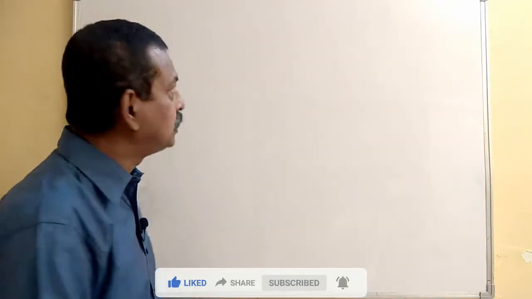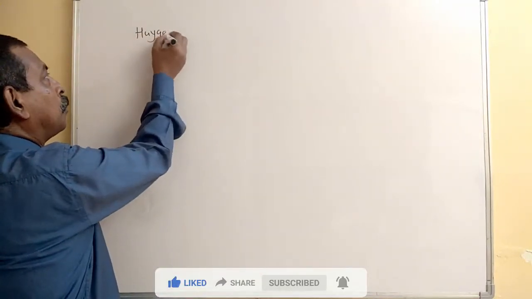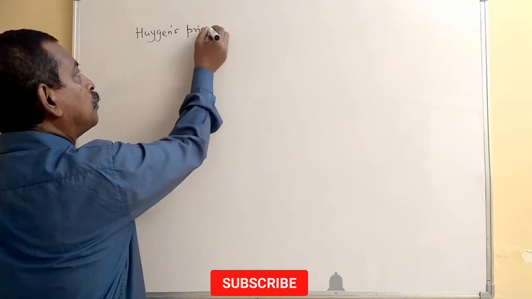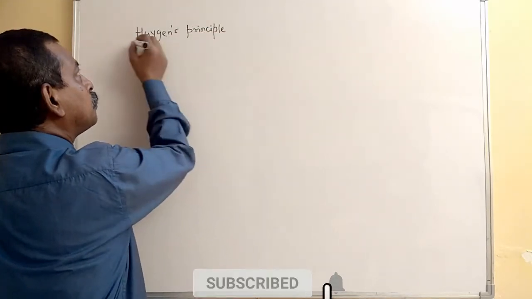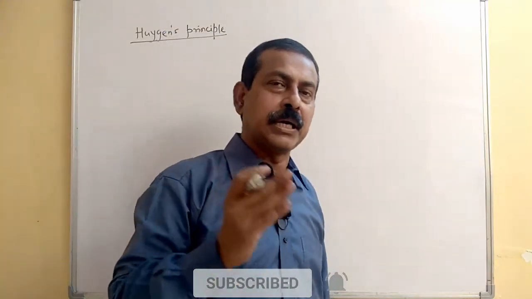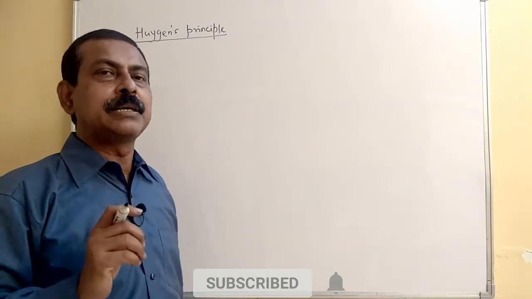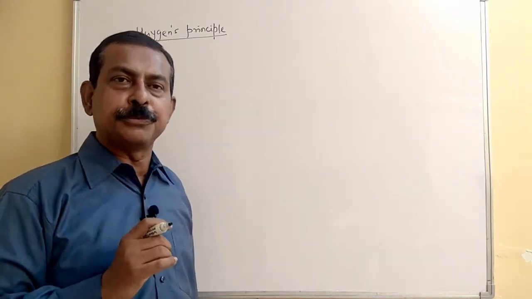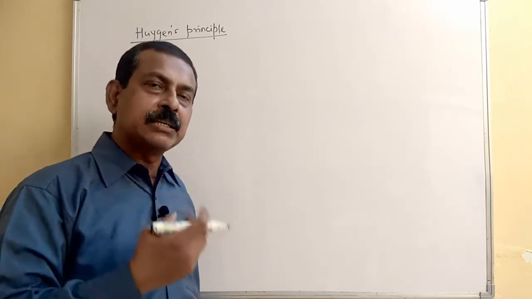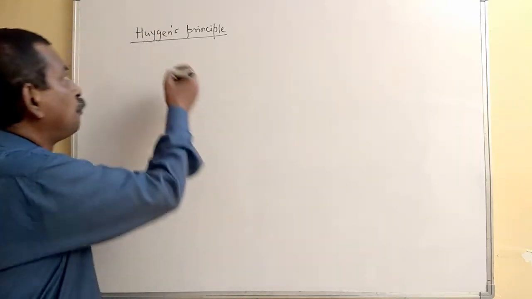Let's take now Huygen's principle. There are two laws given there by Huygen's, two parts are there. First one says that every point of a given wavefront becomes a new source of disturbance called secondary wavefront or wavelets.